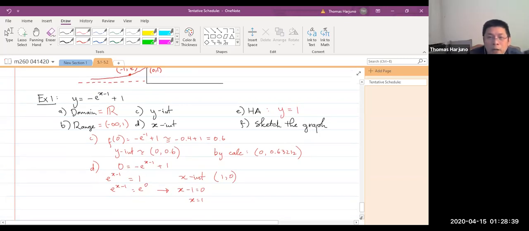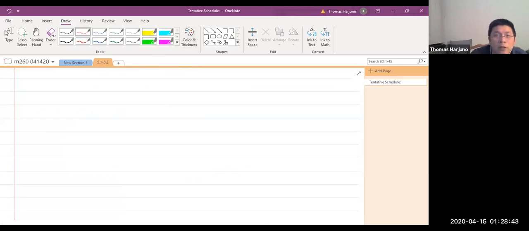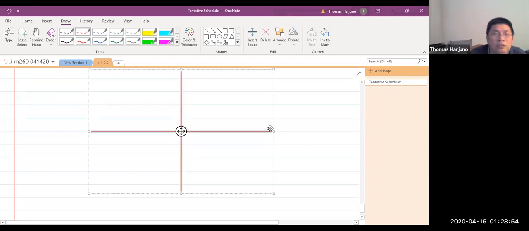Okay, then let's see when I try to sketch the graph. I know graphing this e to the x thingy is something most of us don't like. I myself don't like it, but let's try it. There are things that we don't like, but we have to do anyway.